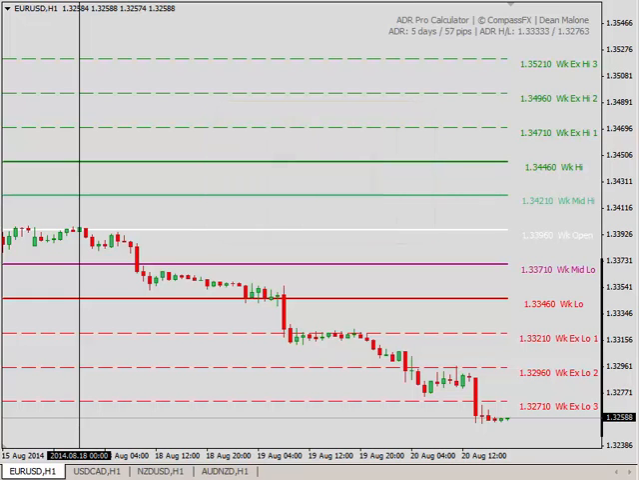What you see on the chart is the average daily range pro calculator from Compass FX. It automatically plots the weekly range levels from the start of the week. So as the market opens up, these levels are plotted and they stay the same for the entire week. So if the market is trending up, you already have a target in mind. If the market's trending down, you already have a target in mind.